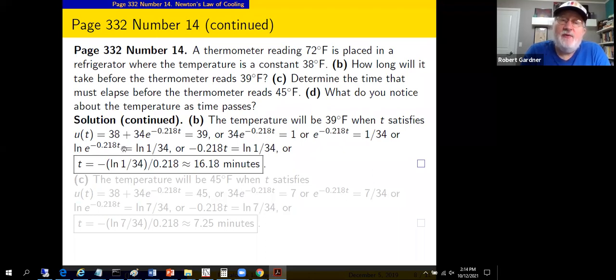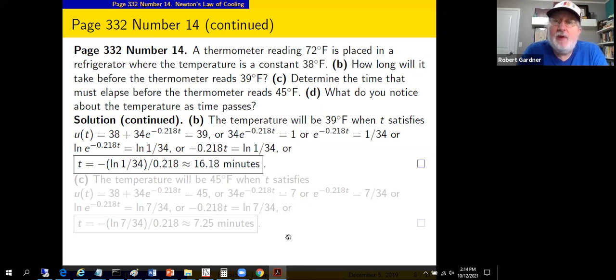Natural log of e to the whatever is the whatever. The exponent comes out. That's how you get to T. That's how you get it out of the exponential function again. And divide both sides by this coefficient to get T equals natural log of 1 over 34 divided by this thing here, divided by 0.218, and there's a negative sign that comes along for the ride. Calculator tells us that is 16-something minutes, 16.18 minutes. Does that make sense? It was longer than it took it to cool down to the temperature we addressed in part A, right? So longer time, colder temperature.